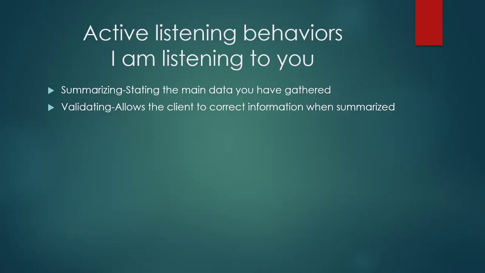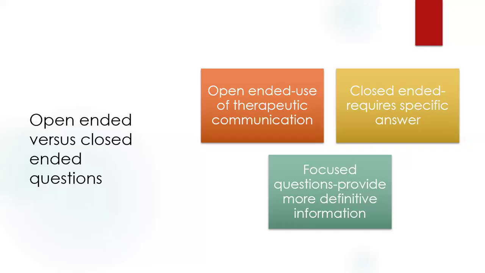Validating allows the client to correct information when we summarize. Okay, now I'm going to go back over what you said. Now you tell me if the information that I'm repeating to you is correct or incorrect. I need you to correct me if I'm stating something that's incorrect or wrong. And it gives them an opportunity to correct that, because sometimes, like I said, the messages will get mixed up.